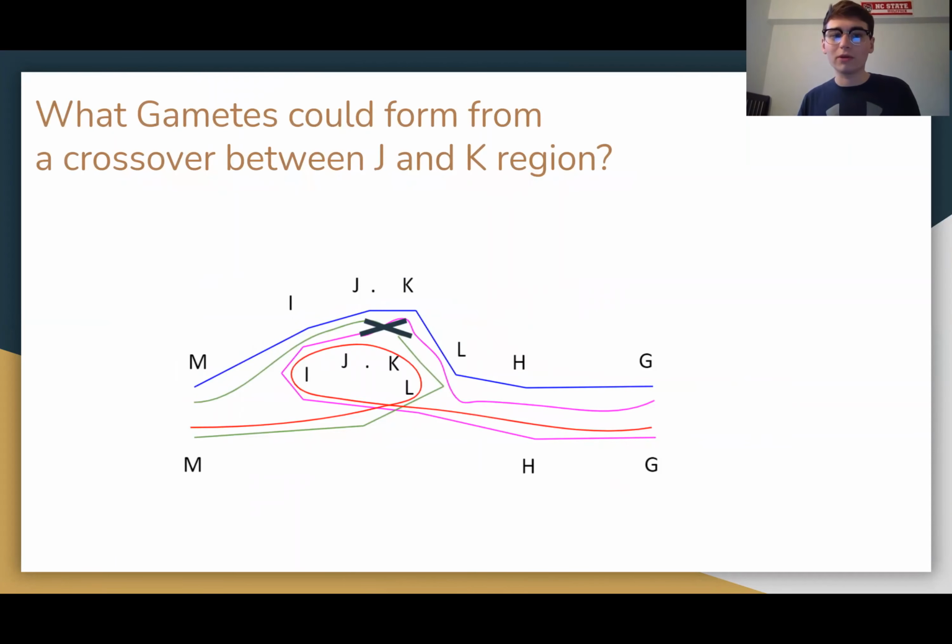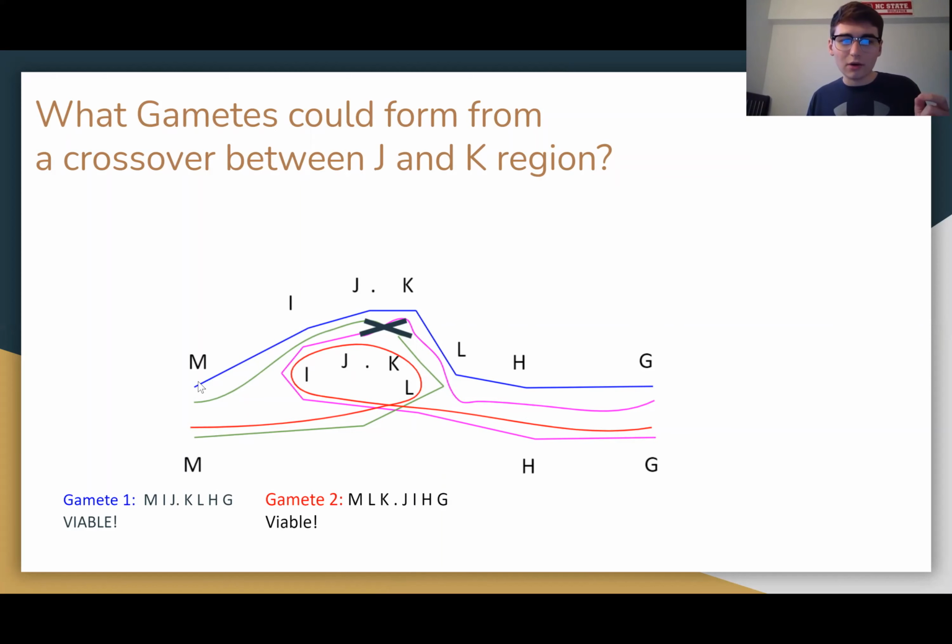So what gametes can form between a crossover from the J and the K region? So first, we're going to do the easy ones. The top and the bottom finger are not going to swap any genetic information. So we're just going to go right along the lines. And so it'll be a M, I, J. For this blue line, it'll be M, I, J, centromere, K, L, H, and G. And then same thing for the red one. We're going to just have a M, L, K, centromere, J, I, H, and G.